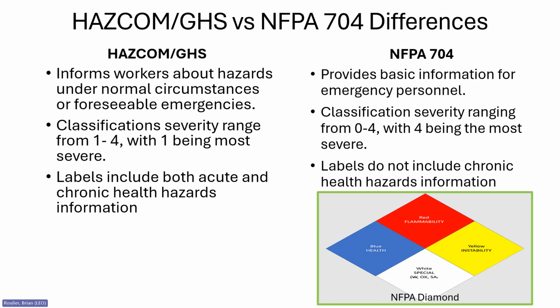In contrast, the NFPA system is designed to inform emergency personnel of basic hazard information during a response. The GHS system uses categories generally between 1 and 4, with 1 indicating the most severe hazards. The NFPA system works opposite, categorizing hazards between 0 and 4, with 4 being the most severe. The categorization numbers are not interchangeable between these two systems.